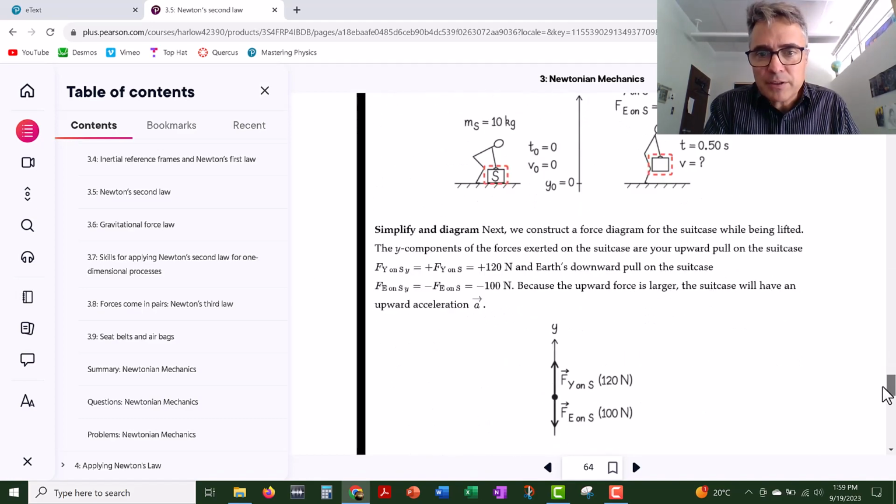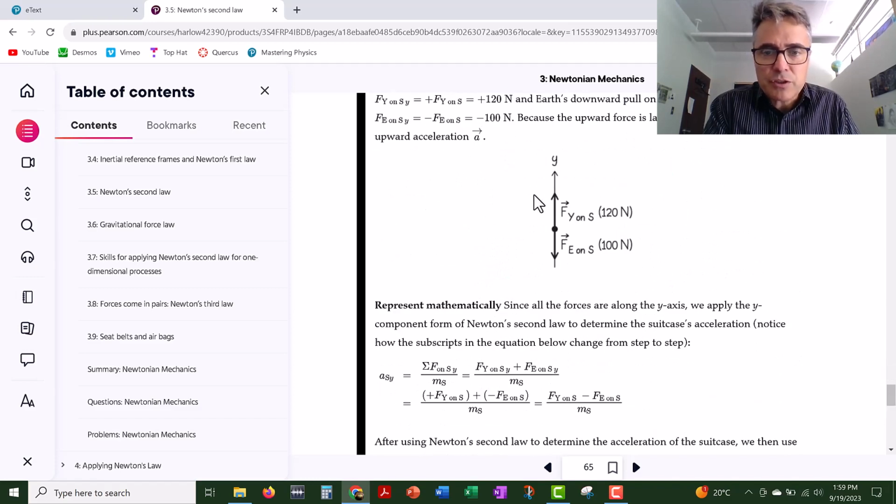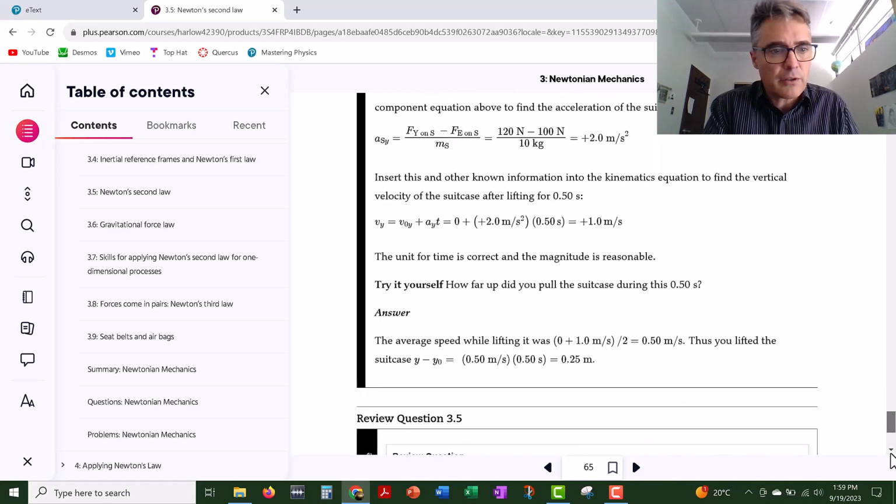There are a lot of examples of this. You usually have to draw what's called a force diagram in order to find what the vector sum of forces is. So that's an important skill here.